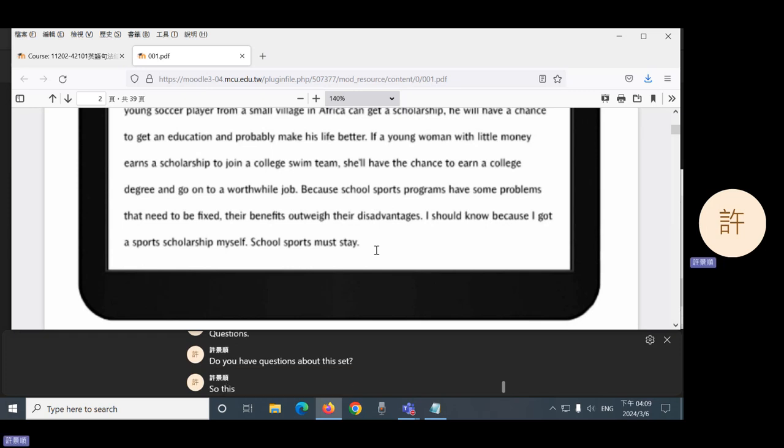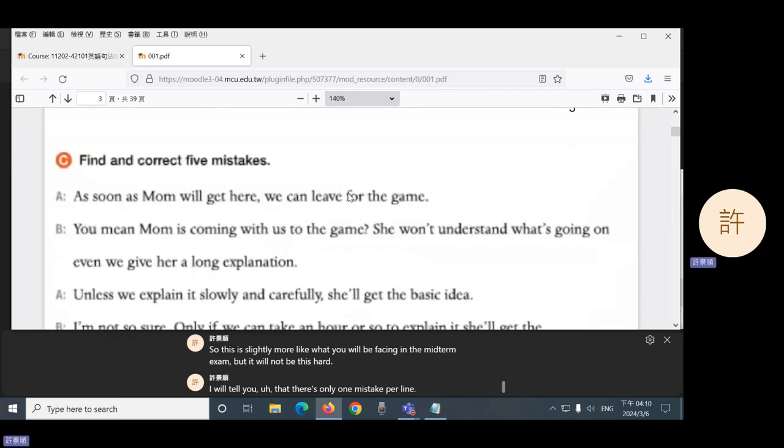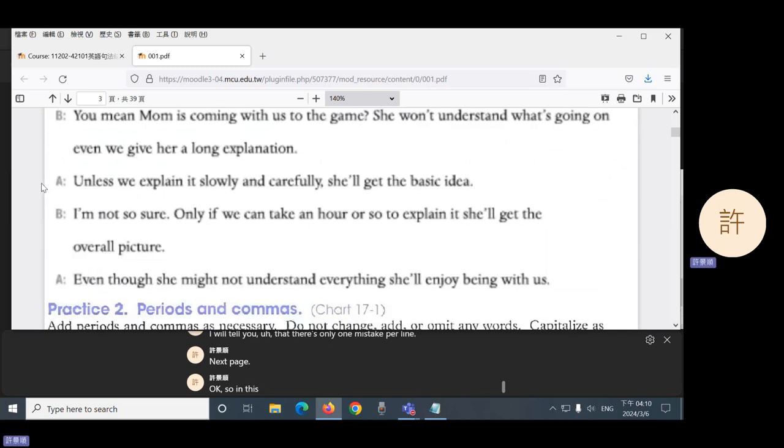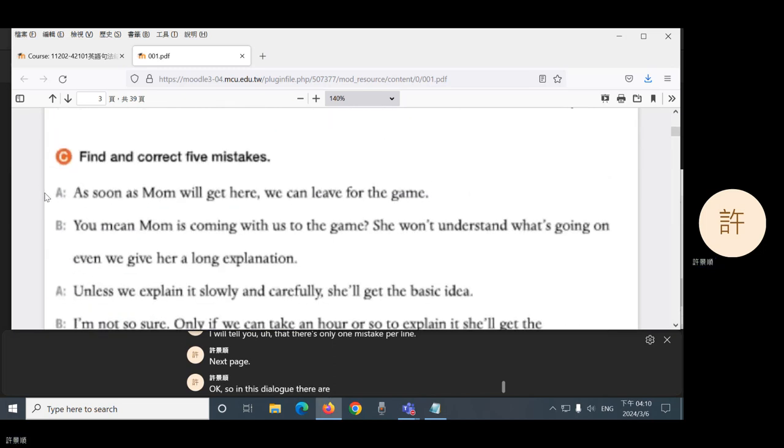So this is slightly more like what you will be facing in the midterm exam, but it will not be this hard. I will tell you that there's only one mistake per line. Next page. Okay, so in this dialogue, there are 5 mistakes. Some of them have to do with punctuation. Some of them have to do with the choice of subordinate conjunction. I will give you the first one.